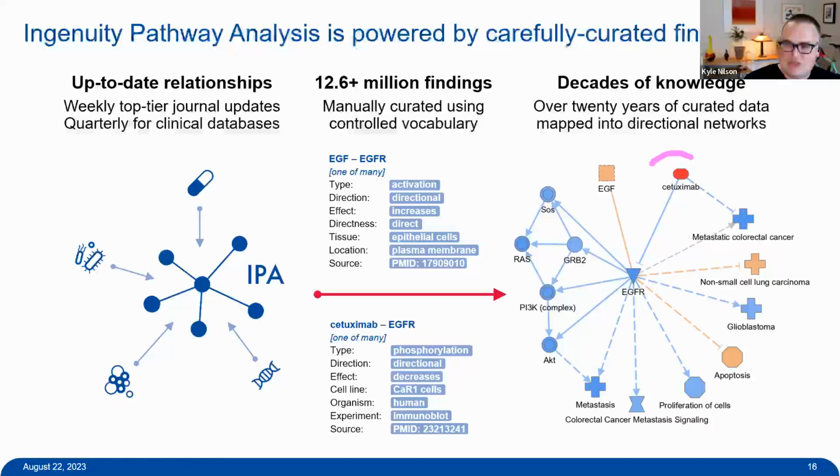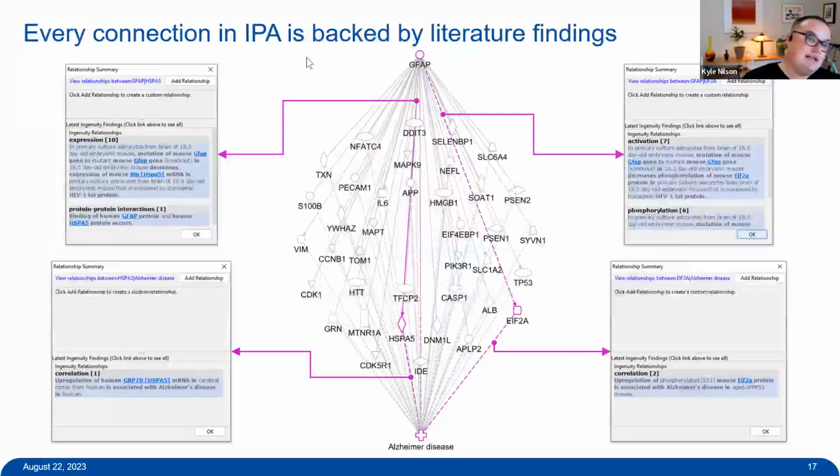So we can answer questions like what happens if you simulate an increase in a drug, a known inhibitor of EGFR. And from that, we can see what the downstream changes would be predicted to be, both in terms of the genes that EGFR targets, as well as the related functions and diseases that EGFR is involved in. And again, as a reminder, every single connection in IPA is backed by literature findings. So you can always double click on any of these connections to pull up the underlying literature.